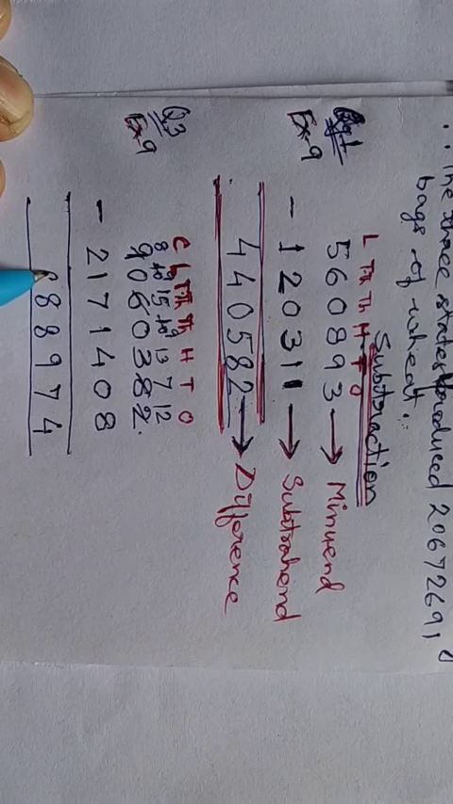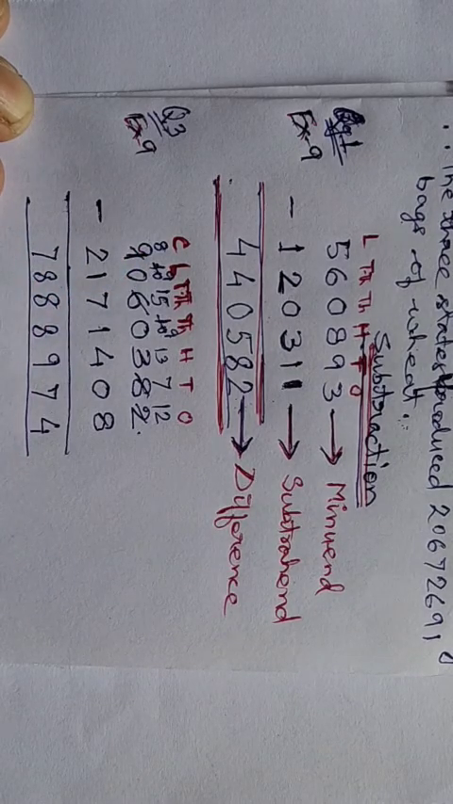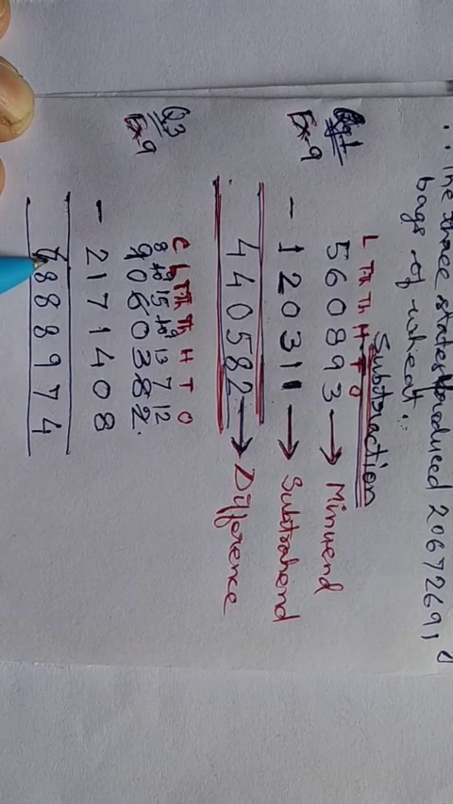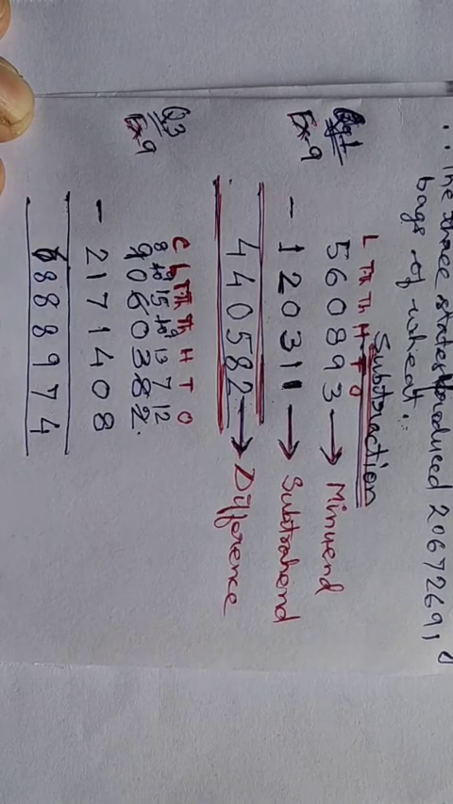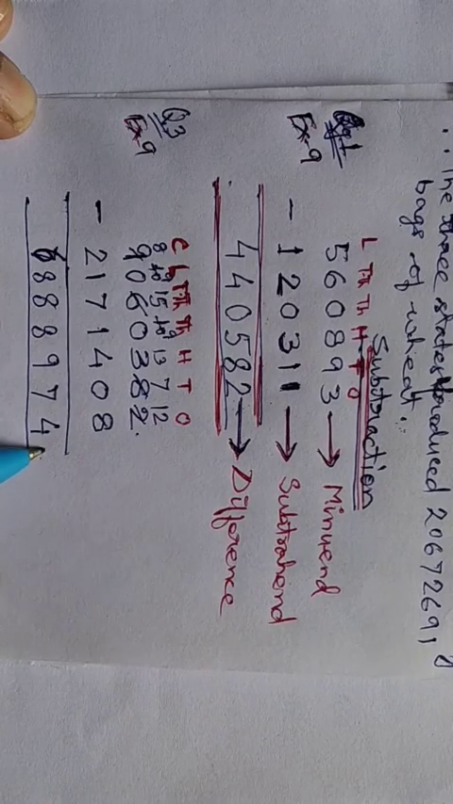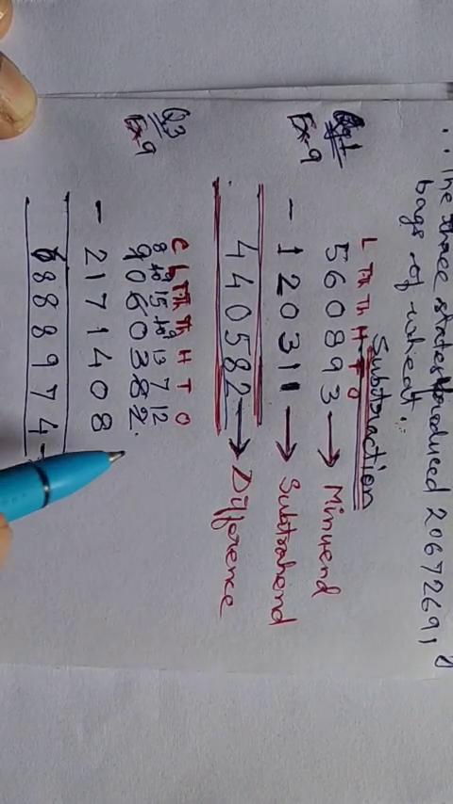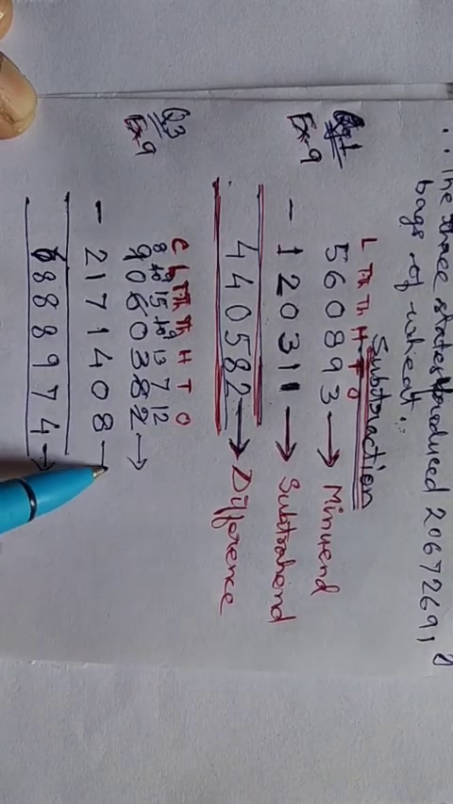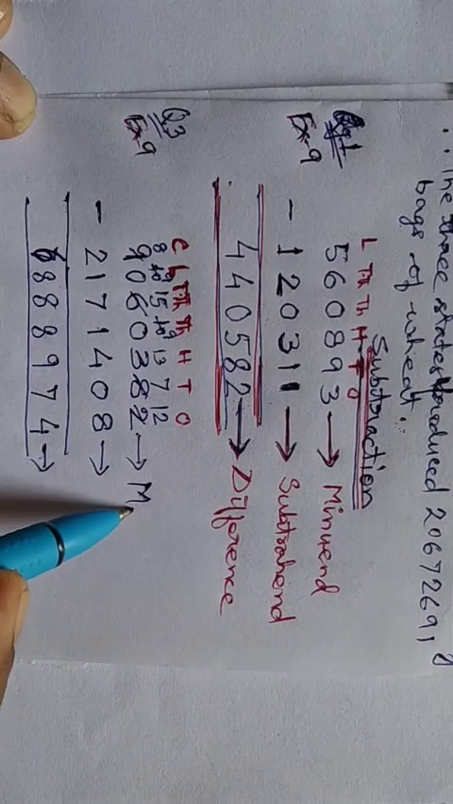9 minus 1, again 8. And 8 minus 2, 7, children. I hope you understood. Oh, sorry, 6, children. Okay. 8 minus 2, that is 6. So, children, this is our difference. Okay. This is our minuend. So, children, always we write minuend first.